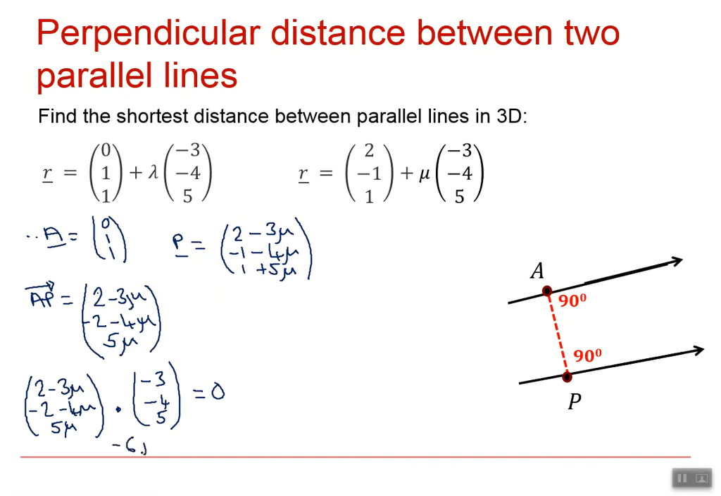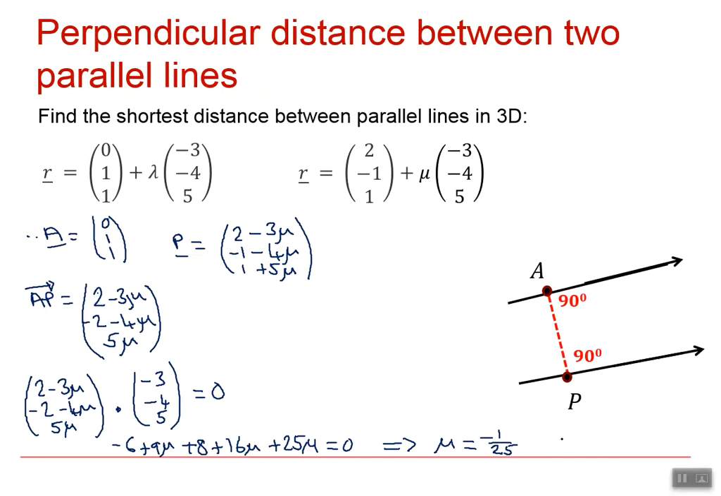So we get minus 6 plus 9 mu plus 8 plus 16 mu plus 25 mu equals 0. And when we simplify this, we end up with mu equals minus 1 over 25. So what we need to do now is substitute mu into here so that we can find out what this vector AP is, and then find the magnitude of it.